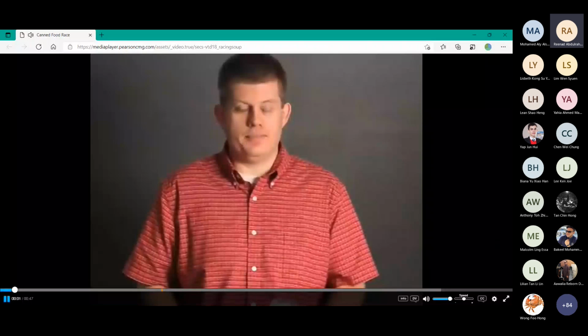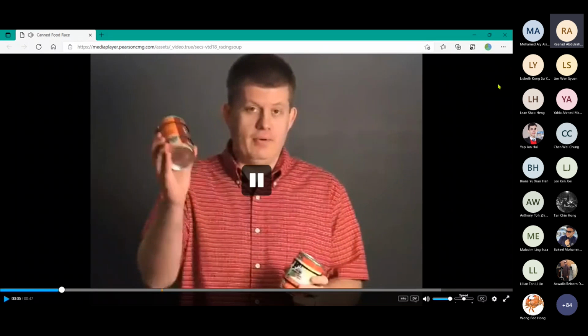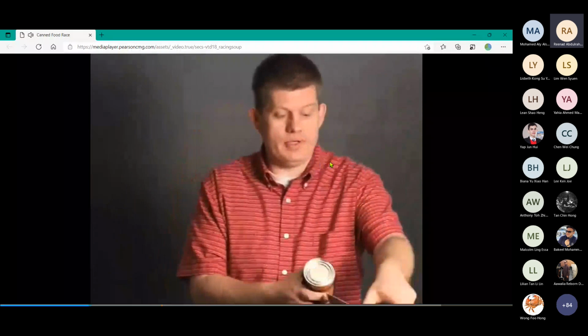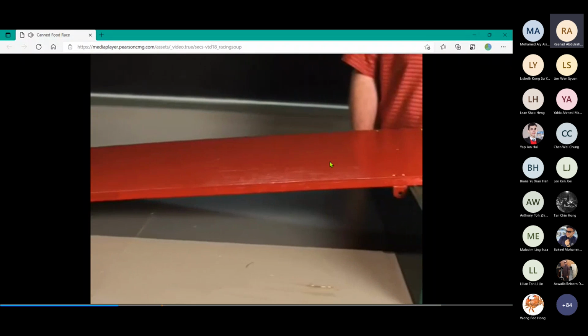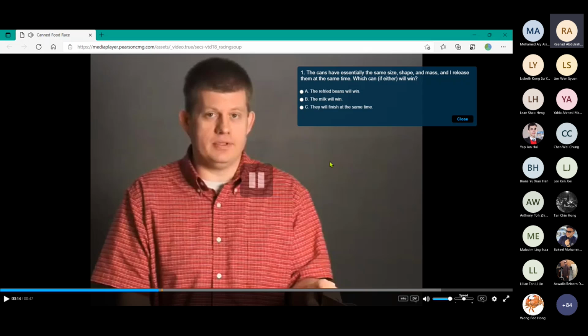In this experiment, I have 2 food cans. One has milk, a liquid, and one has refried beans, pretty solid. What I'm going to do is I'm going to roll the cans down the ramp, and the question is, which can will reach the bottom first?